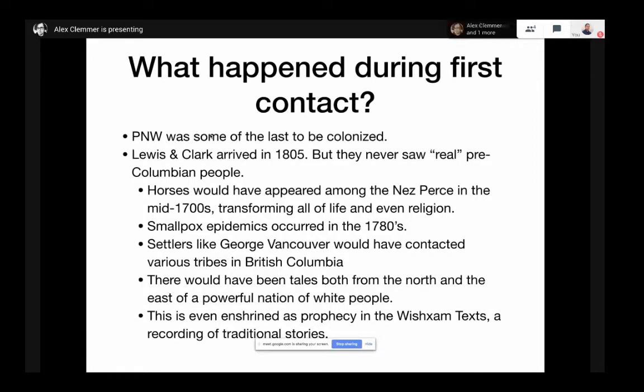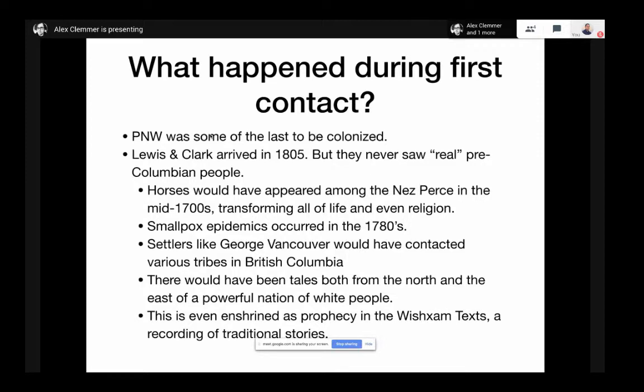So Lewis and Clark, they arrived in 1805. One of the things that I think is sort of interesting when you read the anthropological texts, and this is the thing that's not really related to language preservation, but I'm going to say it because it's fun, is that it's arguable that they never even really saw pre-Columbian people. And the reason is because the influence of the white settlers pervaded the area before they even got there.